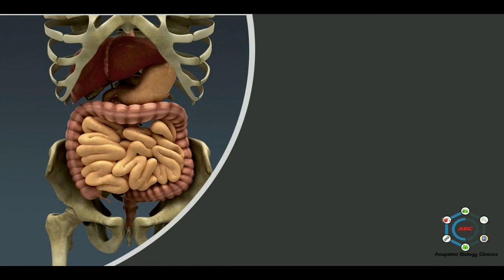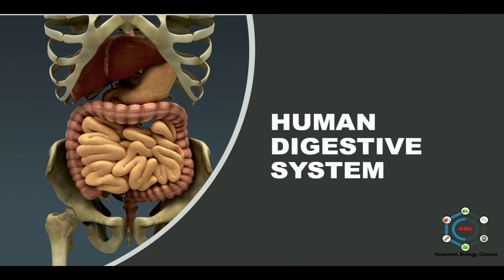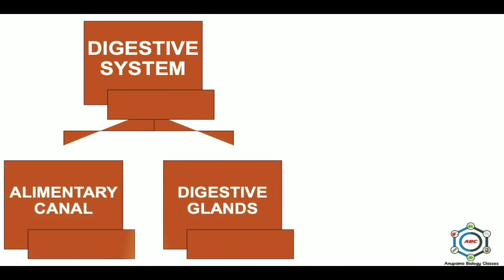This is the second lecture in the series of Human Physiology. In this section, we will learn about the human digestive system in detail. So now let's start the topic, that is the human digestive system. The human digestive system is divided into two parts. First one is the alimentary canal and second is the digestive glands.